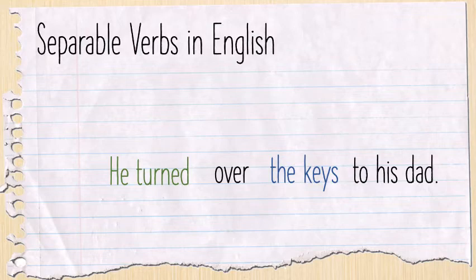However, it's instructive to note that oftentimes, and almost all of the time in these kinds of instances, it would not sound correct in English if you had a pronoun as the object to not split that up. If you said, he turned over them to his dad, that would sound strange. You need to say he turned them over. You actually have to separate it. And so you have some kind of constraint happening in English that's quite similar in some respects to what's going on in German.